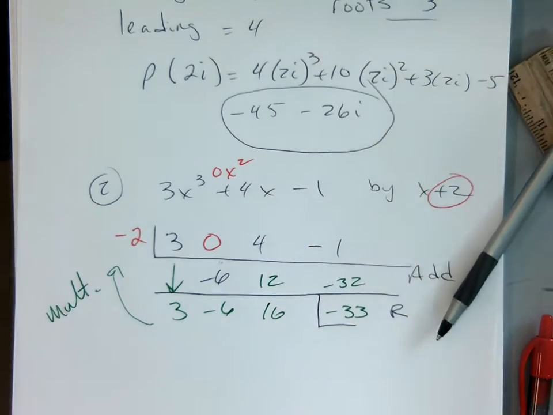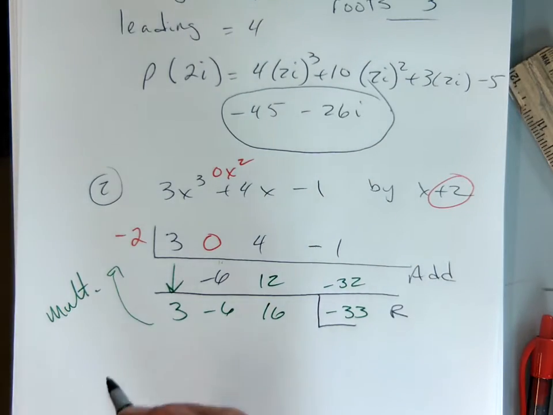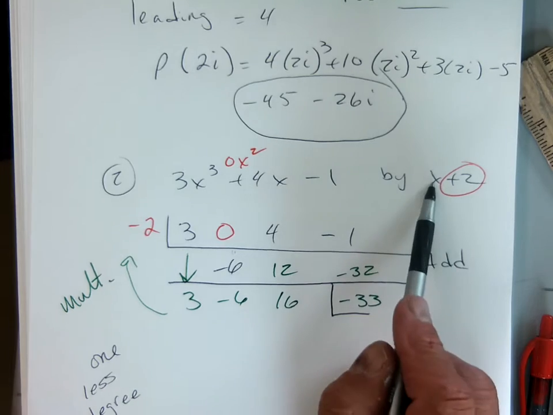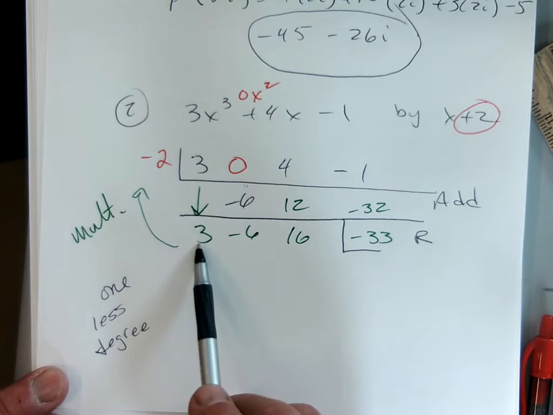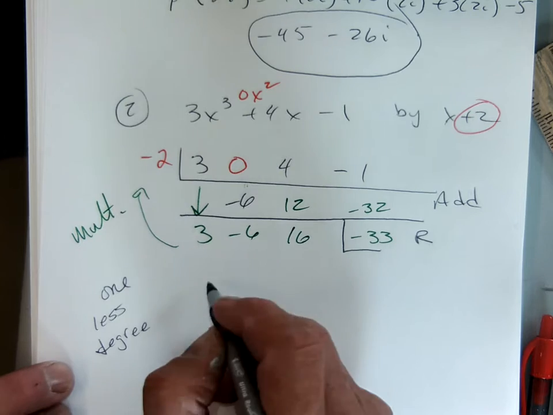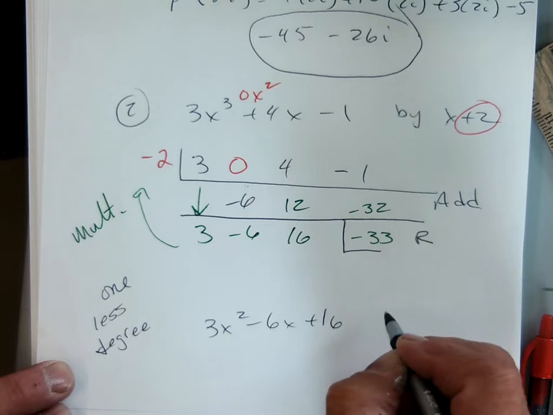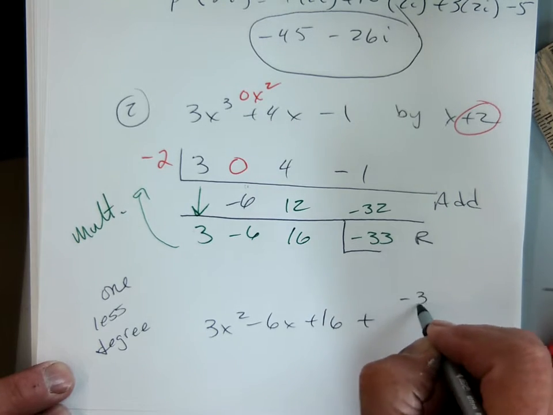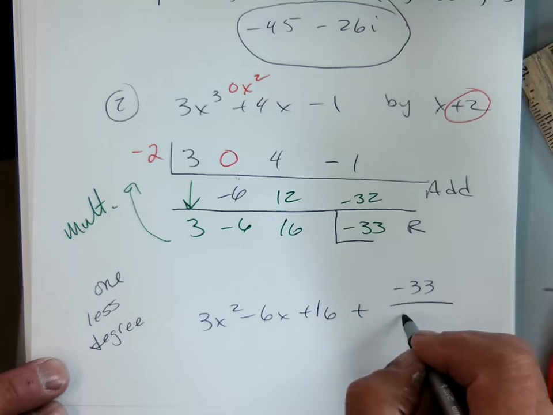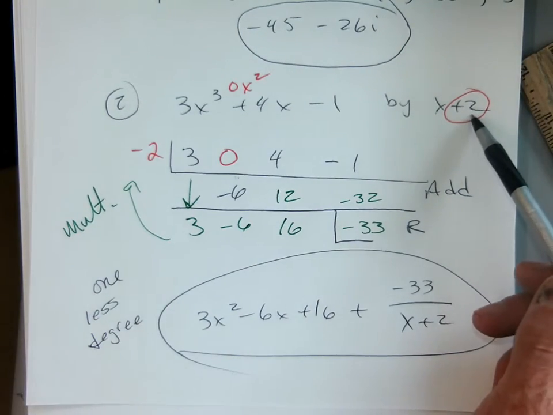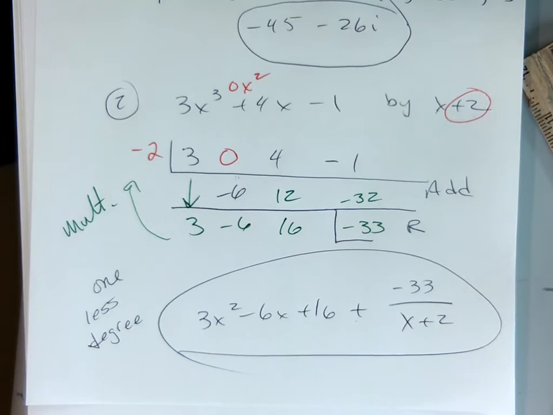Now the x's were invisible, right? So we bring them back. 1 less degree, because we invisibly divided by x. So this is an x squared, 1 less power. So my answer is 3x squared minus 6x plus 16. And now I have a remainder, so I'm going to go plus a negative 33 over what I divided by, which is the x plus 2. Would it be negative 33? And would it be minus 33? Yes, both answers are correct. Plus a negative or minus, totally correct.